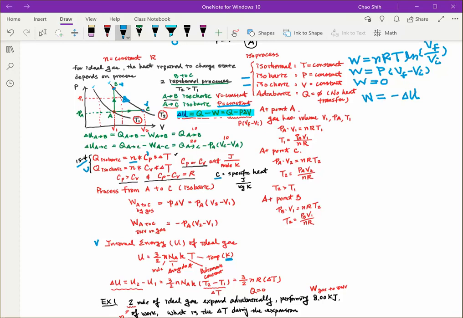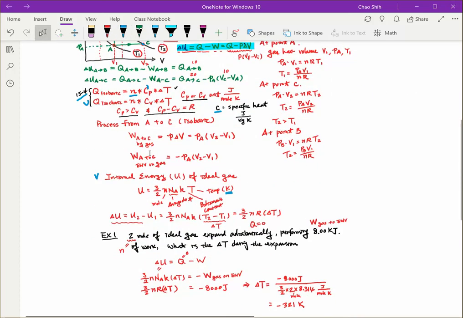This can also be expressed as 3 over 2 nR times the change of temperature. Okay, so these two equations are the same. Now, let's look at some examples to show you how you can use those ideas that we introduced.